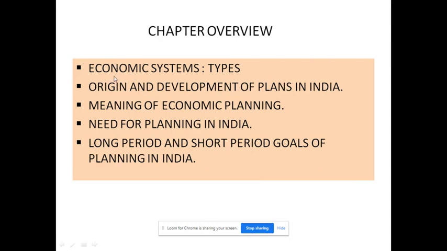Okay, so now the chapter overview. This tells you about the topics that will be dealt with in this chapter, goals of 5-year plan. So these are economic systems and its types, origin and development of plans in India, meaning of economic planning, need for planning, long period and short period goals of planning in India. Let us start with the very first topic, economic system and its types.